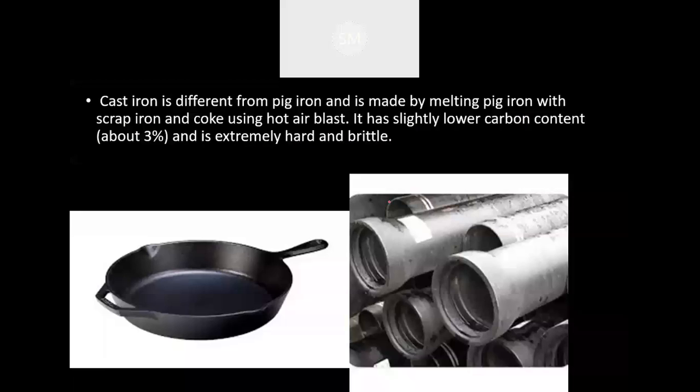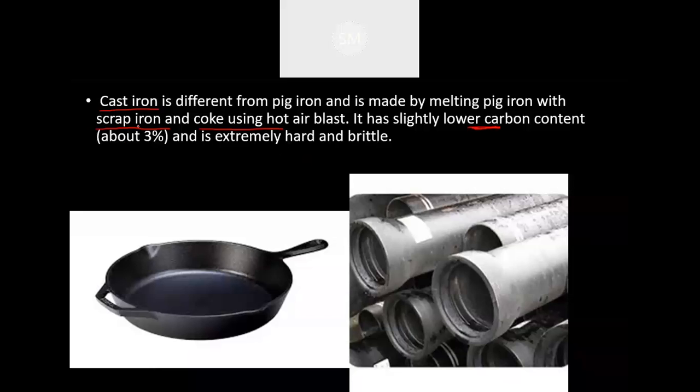The second category of iron is called cast iron. Cast iron differs from pig iron in what is used here. It consists of scrap iron, and coke is also used. The carbon content is a little less here, about 3%, whereas in pig iron it is almost 4%. So cast iron is extremely hard and also brittle.